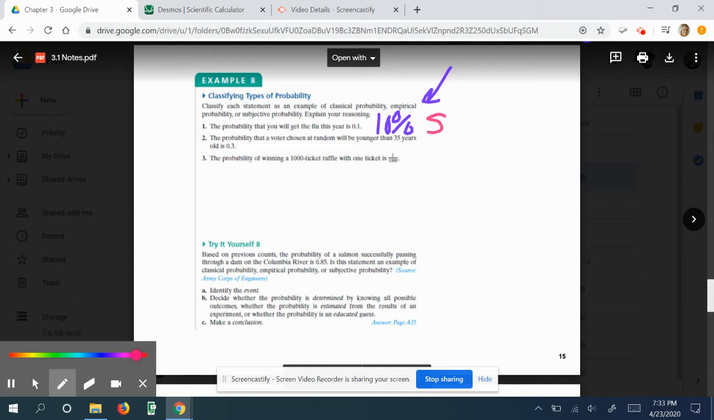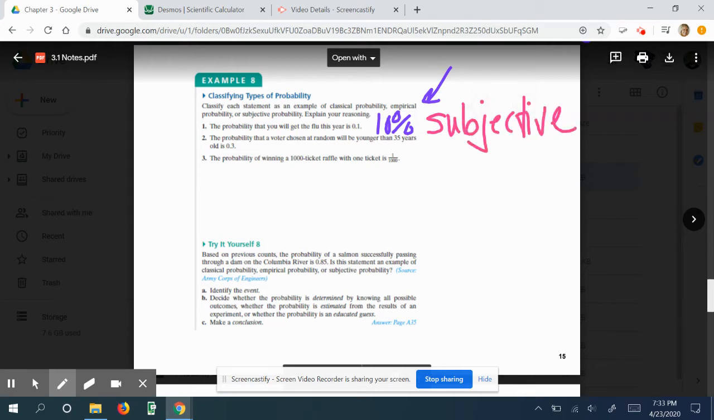So this one is considered subjective, okay? And that could be just someone saying, hey, you've got a 10% chance of getting the flu. It's all subjective. There's nothing behind it. There's no teeth behind it right now, okay? Now, number two says the probability that a voter chosen at random will be younger than 35 years old is 0.3.